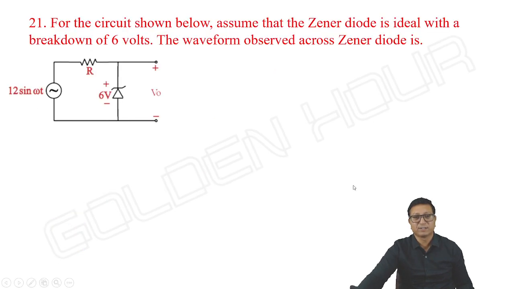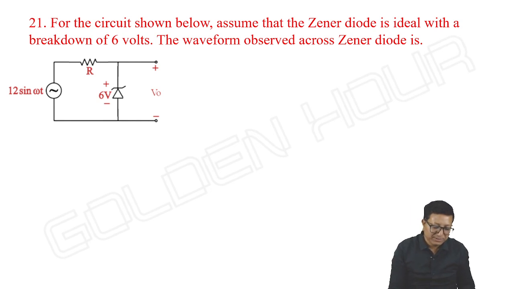Right. Next one. For the circuit shown below, assuming that the GNR diode is ideal with a breakdown of 6 volts, the waveform observed across the GNR diode is. It's a very simple question.